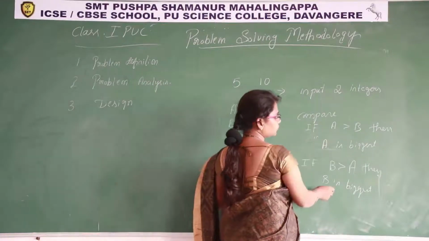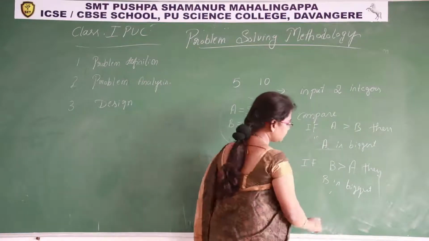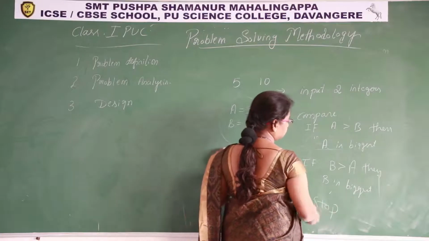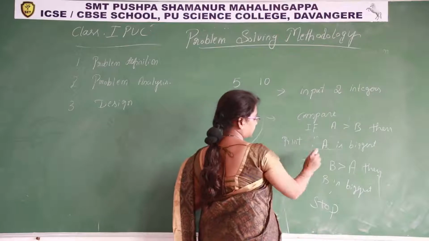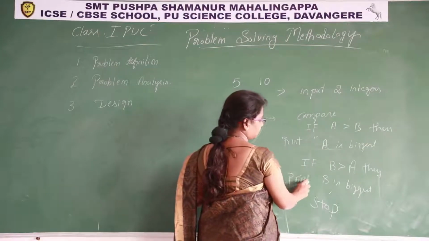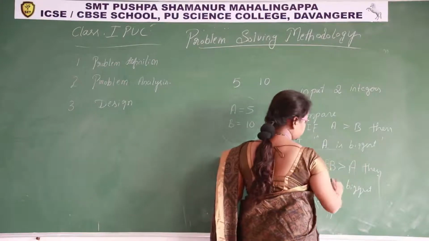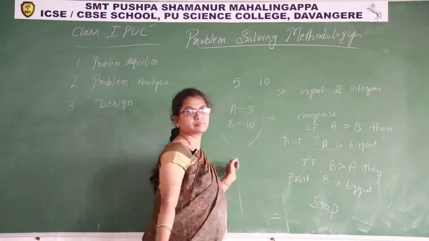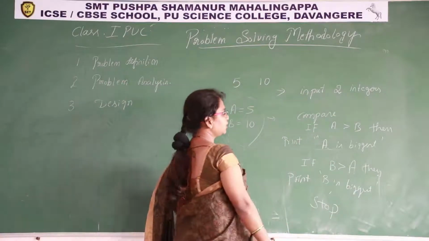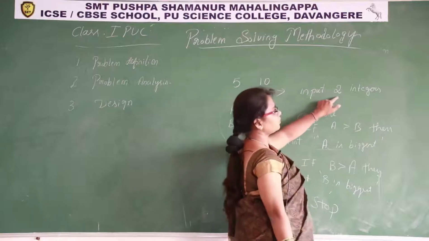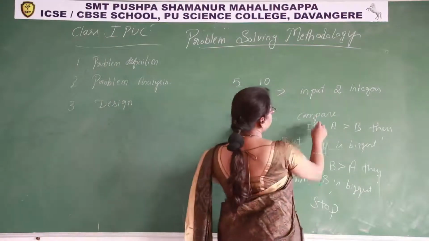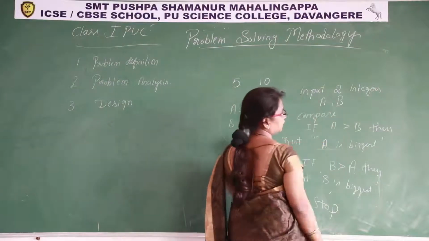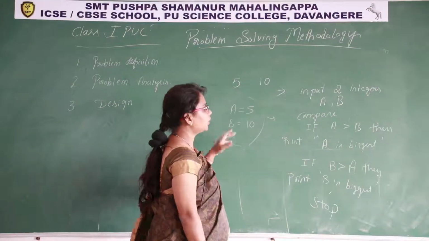Any one of these two will be executed. Then stop. Print. We have to print it. Print. No, we must write this. This statement has to display. So how does it display? First it accepts a value, two integers. Let us consider those two integers are A and B. I must write this. After that, compare.